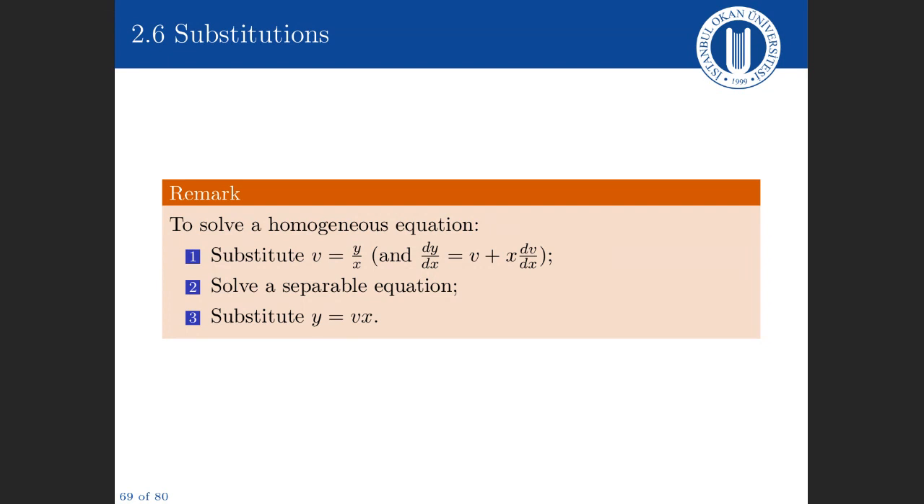Let's run through the method. First, we do the substitution. We substitute that v is y over x, and using the product rule, we also know that dy/dx is v plus x dv/dx. Always for a homogeneous equation, we do these substitutions. Then we solve a separable equation. You know how to solve separable equations. And then step 3, do the substitution again. Everywhere we find a vx, we replace this with y.